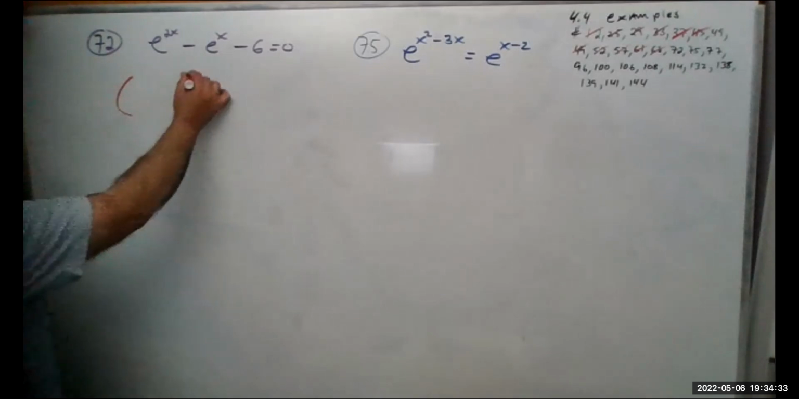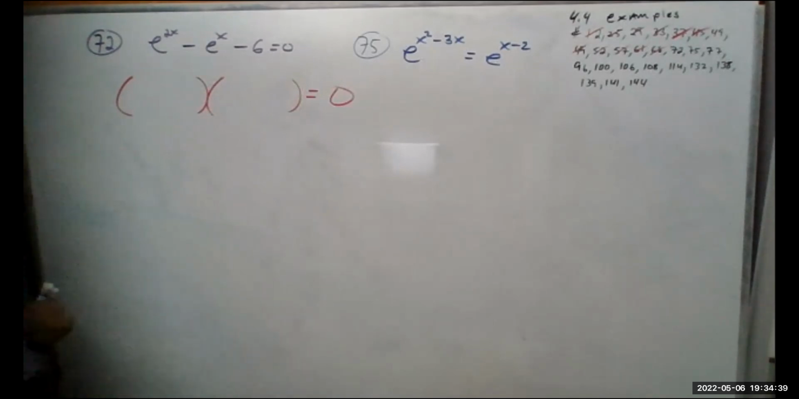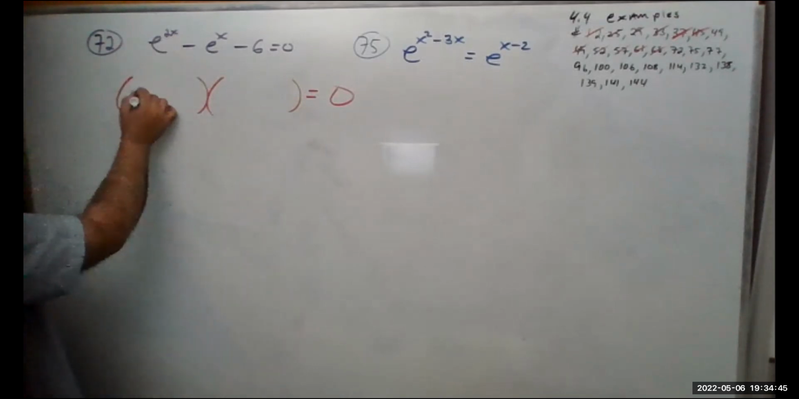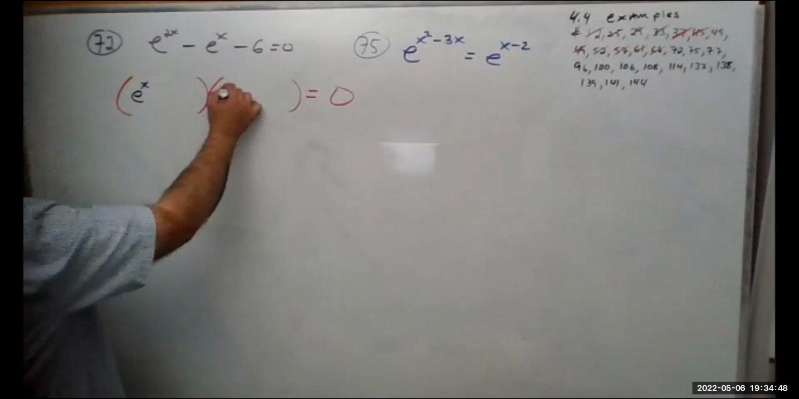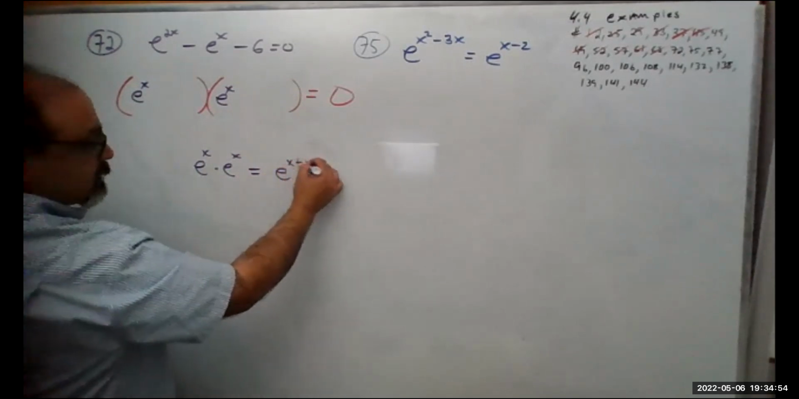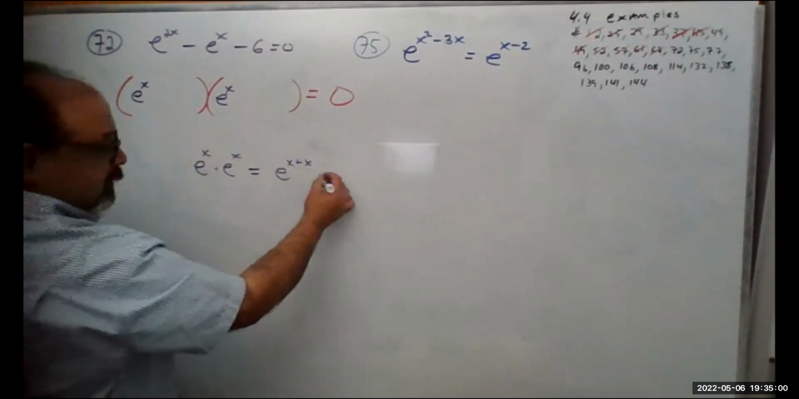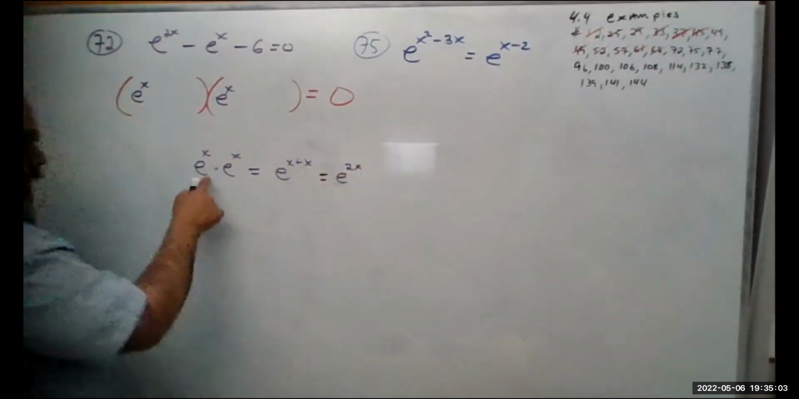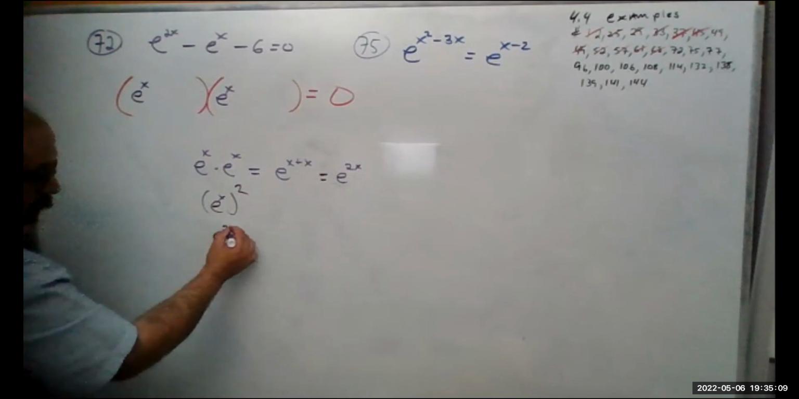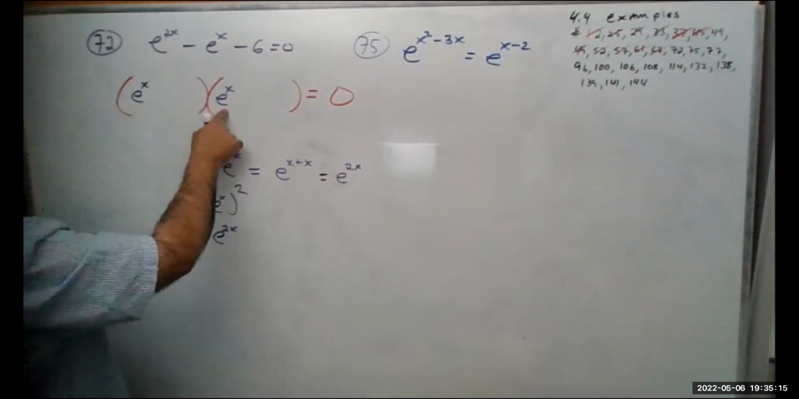Factoring, yes, it comes back for another extended engagement. First times first is e to the 2x. Well, the only way you're going to make e to the 2x is e to the x times e to the x. e to the x times e to the x is e to the x plus x, because when you multiply the same base, you add the exponents. And that's how you get e to the 2x. This is e to the x squared, power to a power. You multiply. x times 2 is 2x. So e to the 2x is e to the x times e to the x.